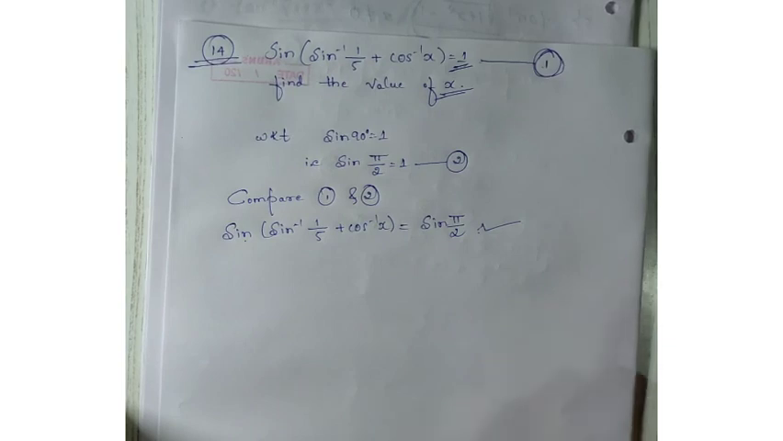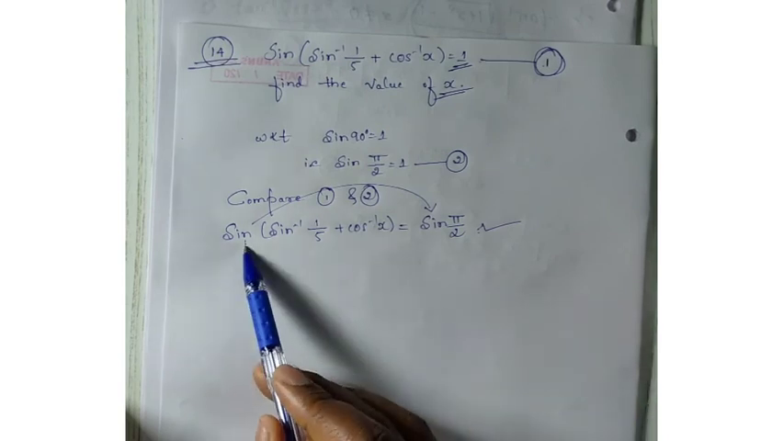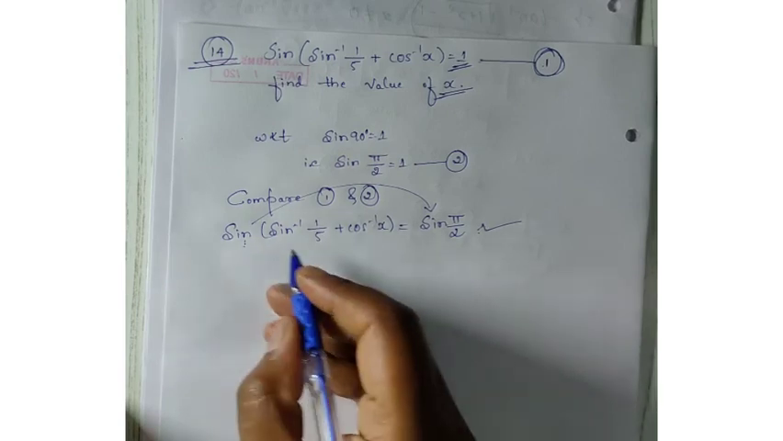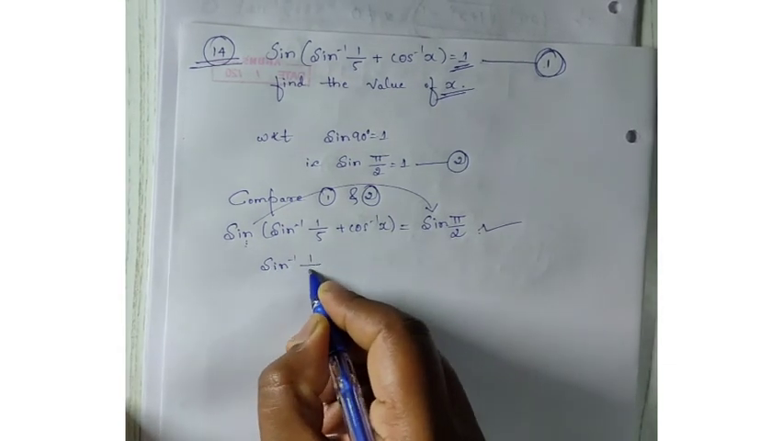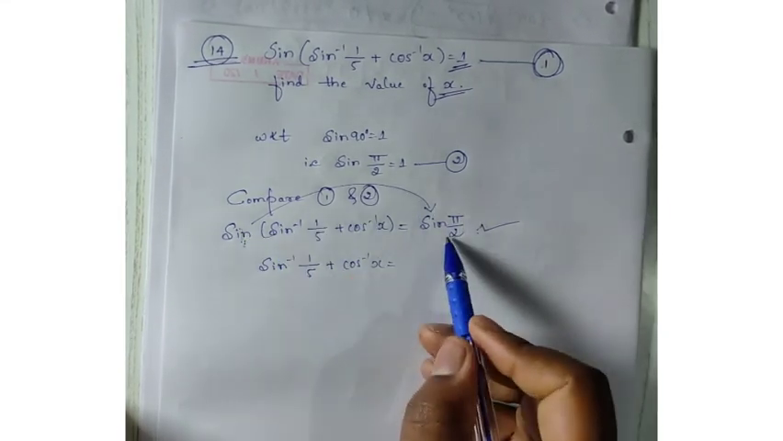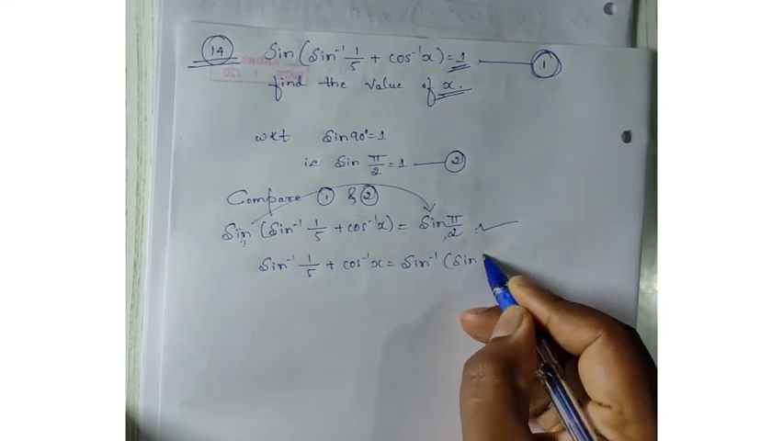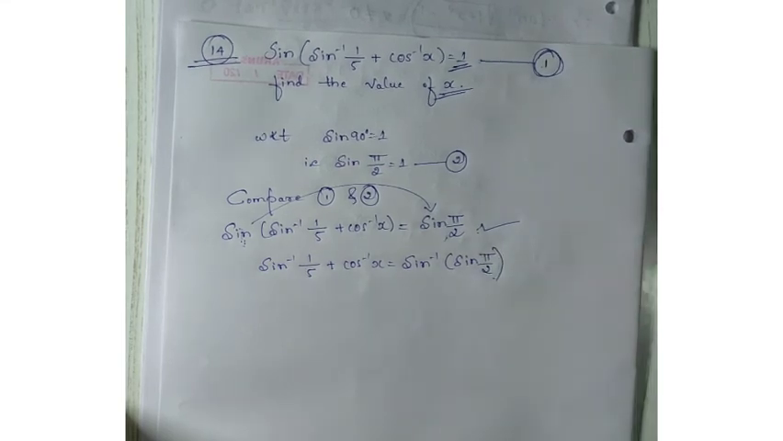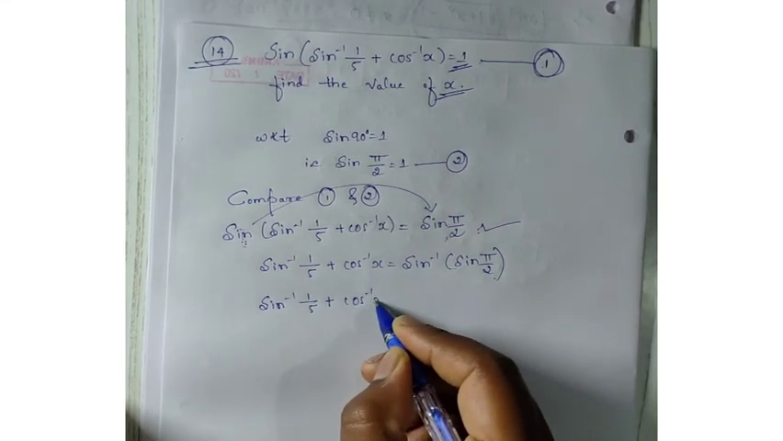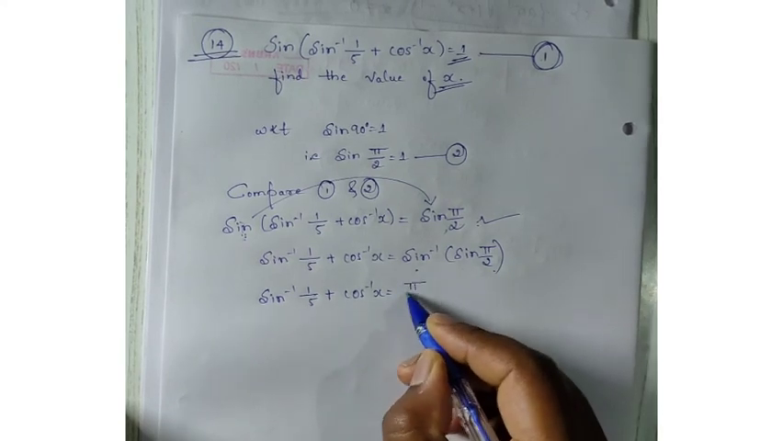Now I'll shift this sine towards the RHS. You know that whenever the sine function crosses the equals, it becomes inverse, right? So this will be sin inverse 1 by 5 plus cos inverse x is equal to sine inverse of sin pi by 2. Now sine inverse of sin pi by 2 is simply pi by 2.